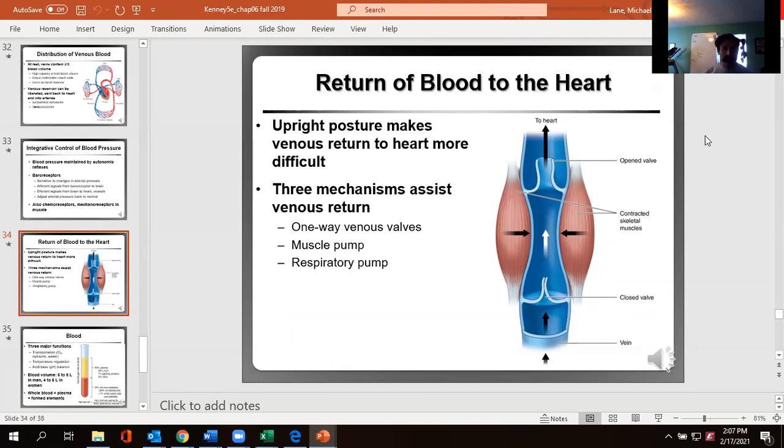Because we have one-way valves, the muscles are going to help with pumping, and then also breathing in and breathing out. When you breathe in, you actually increase your blood pressure throughout your torso. When you breathe out, you lower your pressure throughout your torso.